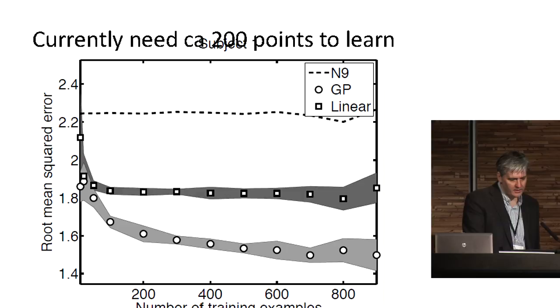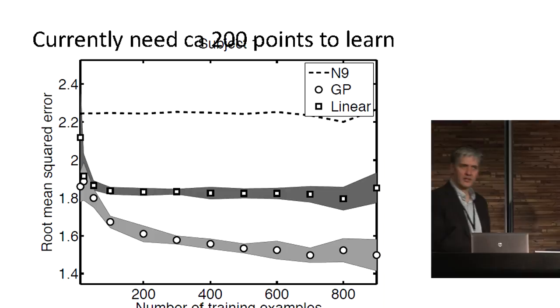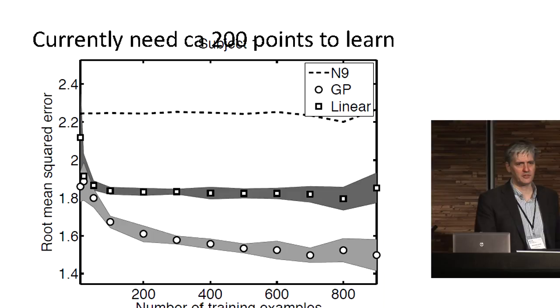Now, that one was using about 200 points to get good performance. We'd like to reduce that and do that faster because nobody's going to generate 200 inputs to calibrate their brand new phone.